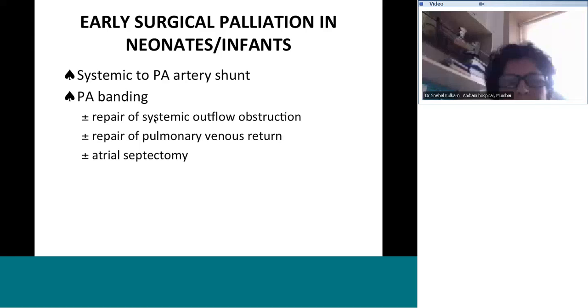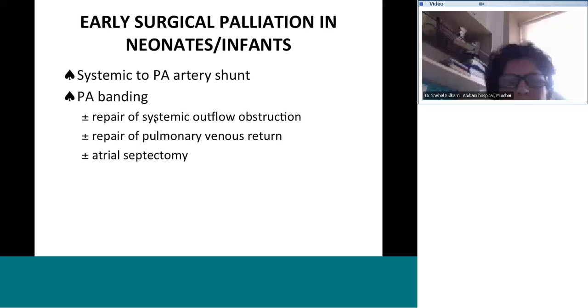You have to connect the aorta to the pulmonary artery, you transect the pulmonary artery, and either you do an aortopulmonary shunt or you do something called a Sano shunt, where it's a shunt between the right ventricle and pulmonary artery. So when you do a pulmonary artery banding, repair of the systemic outflow obstruction is very important. And another thing, in patients with hypoplastic left heart syndrome, you may have aortic arch abnormalities, hypoplasia or interruption. You have to take care of that.